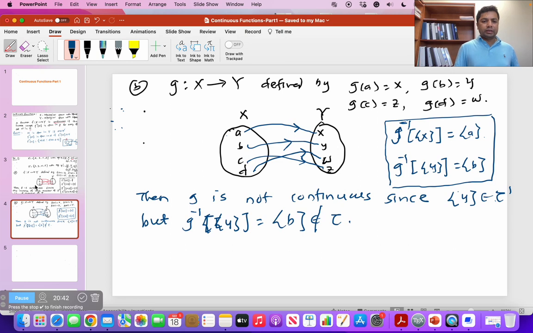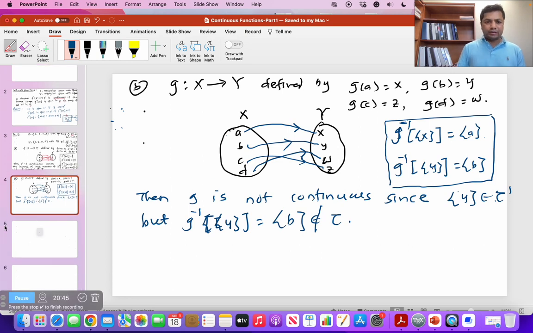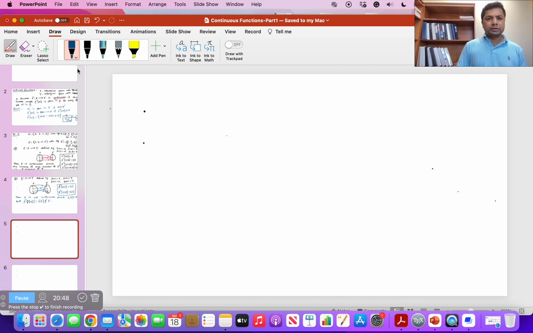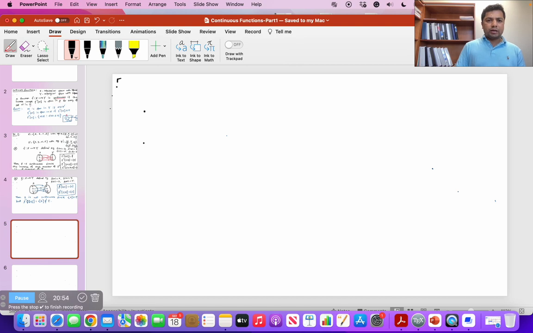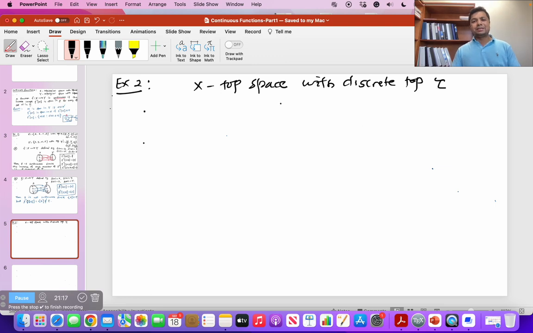Okay, now here we defined the continuous function, and I gave two examples, and one of them is an example of a continuous function, and the other one is not. Now let me give you one more example of a continuous function. Let's say X is a topological space with discrete topology tau. So discrete topology means this is the power set of X, where each singleton set is open.